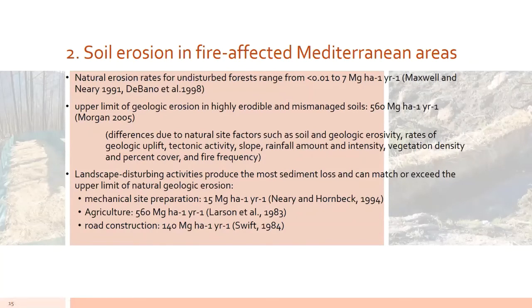For instance, I have here some values for areas unburned but affected by anthropogenic action. For instance, in areas where there was mechanical site preparation, we can assist erosion rates of 15 tons per hectare per year. In agricultural areas, this can reach more than 500 tons per hectare per year, or in road construction sites, more than 100 tons per hectare per year.